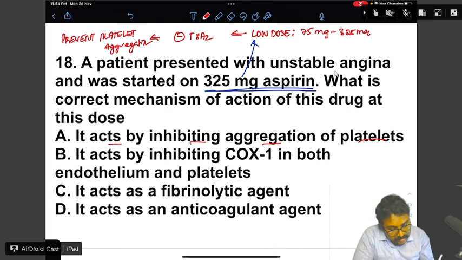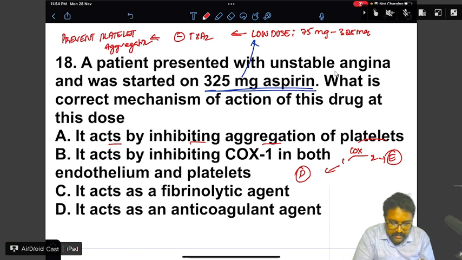So please remember, in COX-1 and COX-2, COX-1 is basically present in the platelet and COX-2 is basically present in the endothelium. COX-1 cannot be present in both endothelium as well as the platelets. It is predominantly present in the platelets, but in case of endothelium, it is the COX-2 enzyme.